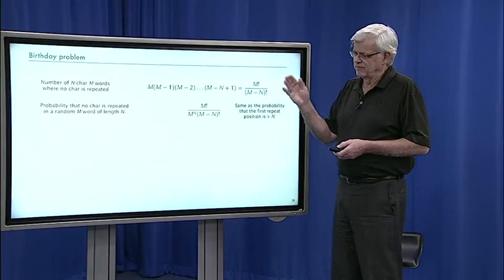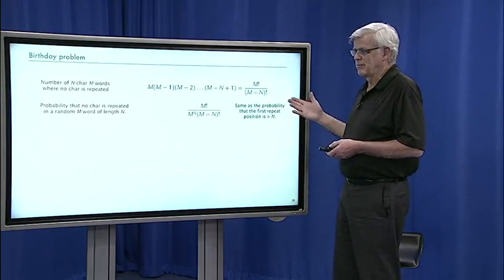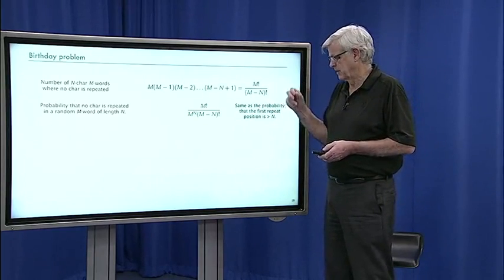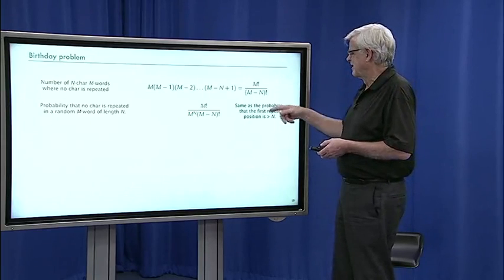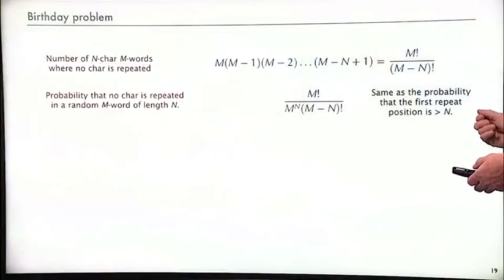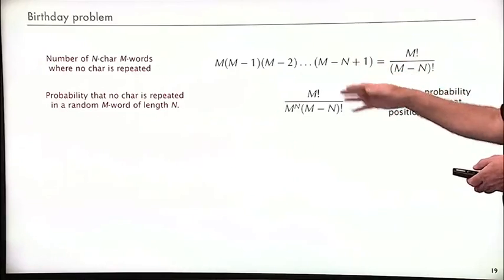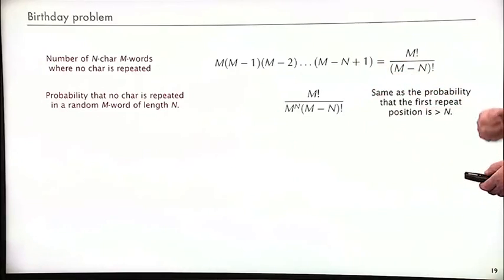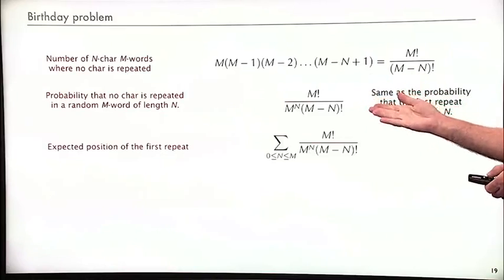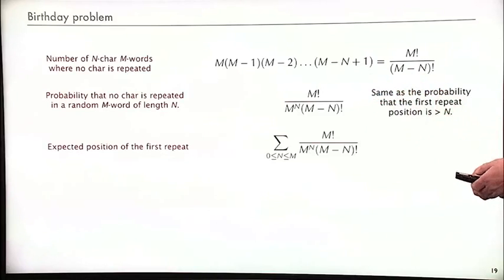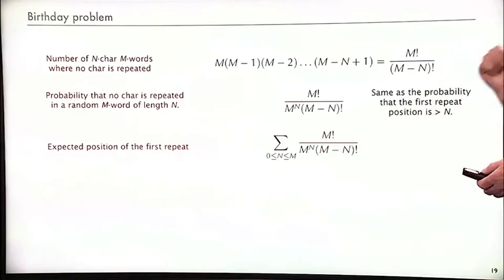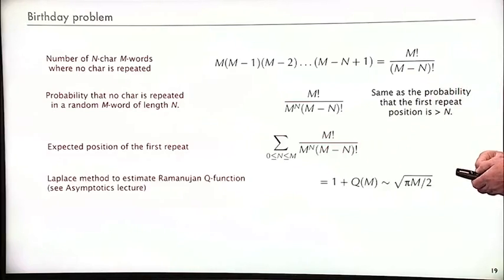Another way to look at that is if we take them one at a time, it's the same as the probability that if we throw a sequence of balls in the urns, the first time we get a repeat position is bigger than n. Because the probability that in the first n there's no repeat is exactly that. So it's the probability that the first repeat position is bigger than n. Now if we sum that, we get the expected position of the first repeat. And it only goes up to m because we're going to get a repeat by the time we get to m.